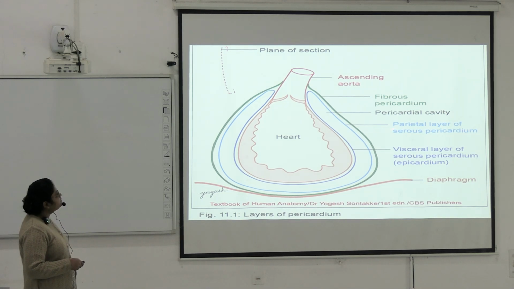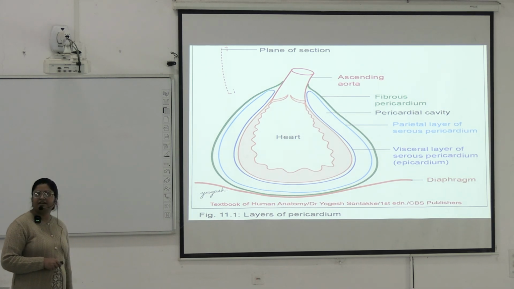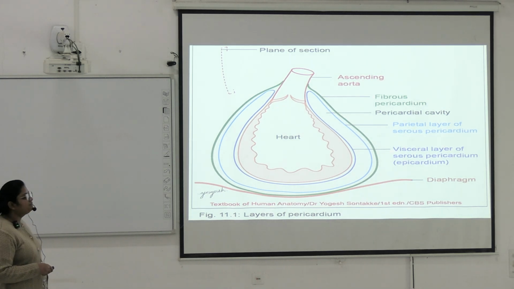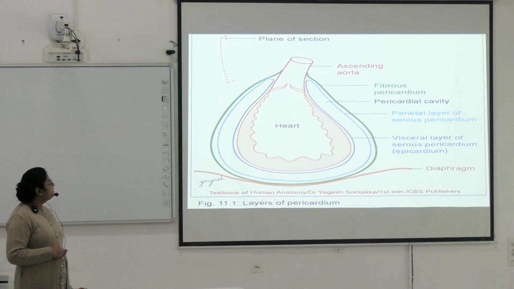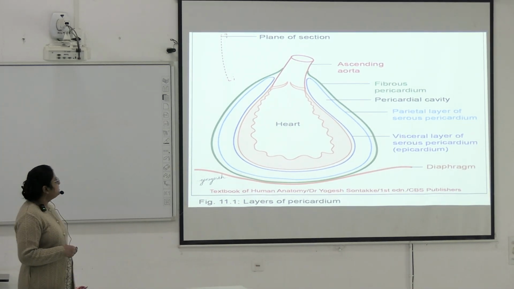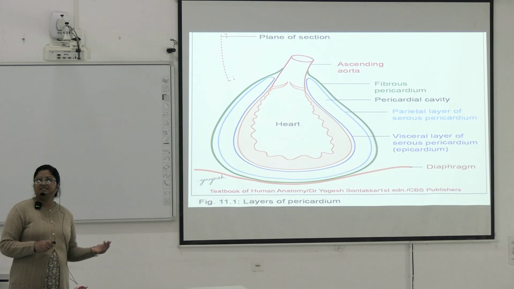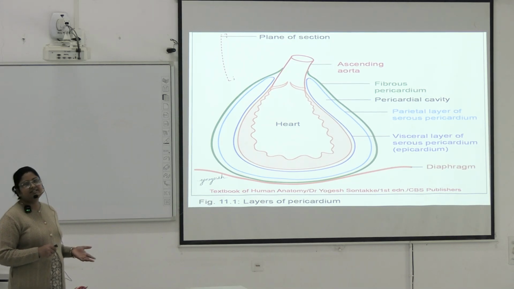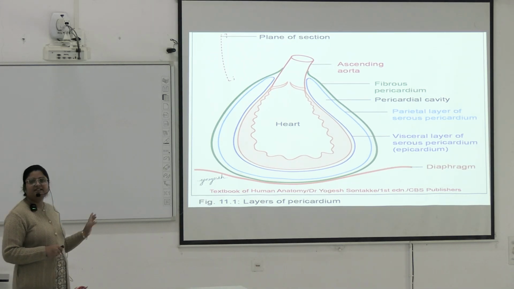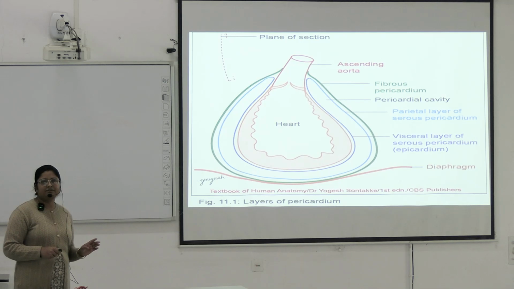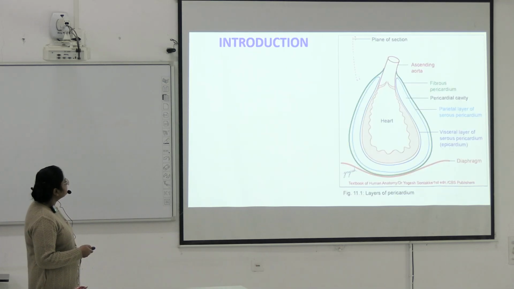And in between these two layers, between the visceral and parietal layer of the serous pericardium, there is a cavity. You can see this cavity. This cavity is known as the pericardial cavity. It contains pericardial fluid. Very little fluid is present in a normal person. In disease conditions, the amount of fluid increases, and then we will call it pericardial effusion. We will discuss those.